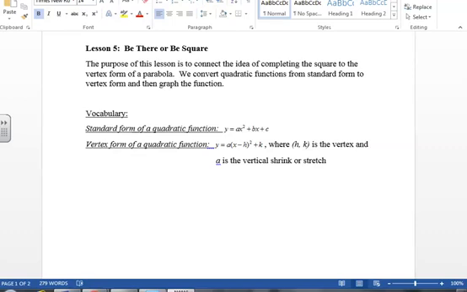Some vocabulary that we need to be aware of is that the standard form of a quadratic function is when the quadratic function is in the form y equals ax squared plus bx plus c. The vertex form of a quadratic function is when the function is in the form y equals a times the quantity x minus h squared plus k, where (h, k) is the vertex of the parabola and a is the vertical stretch. Through this lesson, we will also use the vertex and the a value to help us graph the parabolas.